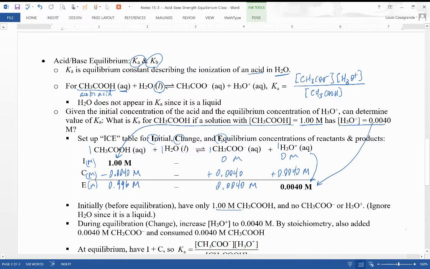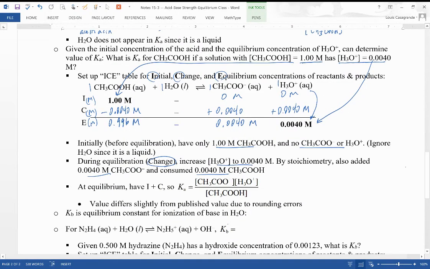So as I said, initially we had those concentrations. Our change was to increase the two concentrations by 0.004 molar and to consume 0.004 molar of the acetic acid. And so at the equilibrium, we have that combined I plus C, which I've already done for you up there. I've combined I plus C. In the case of the acetic acid, the C was negative.